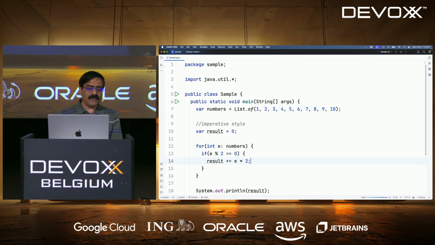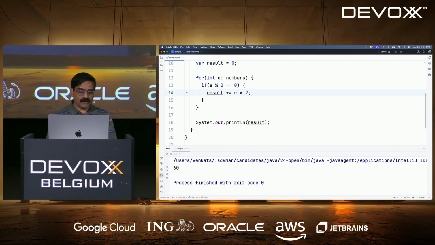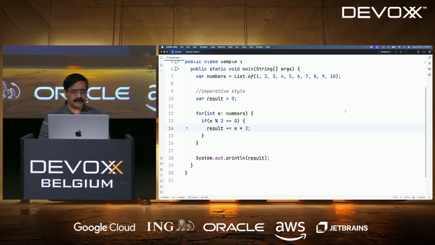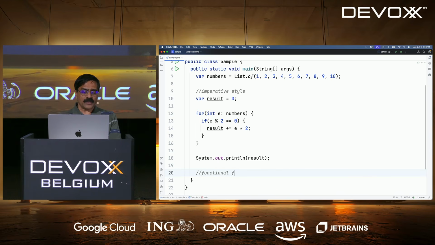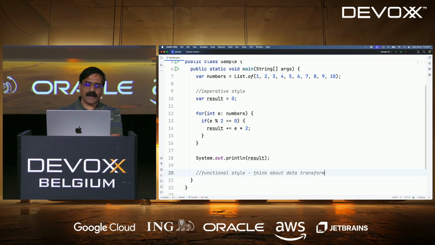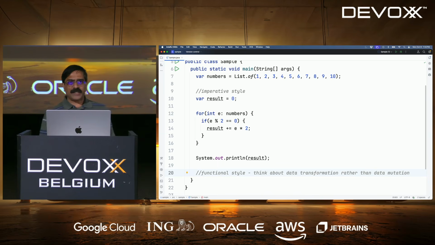So this we are all very familiar with as the imperative style of programming that we all have used over and over before. So this one here is essentially the imperative style, where we loop through and perform the total of double of all the even numbers. However, if we want to use the functional style, you could say how this would look like. So in the functional style of programming, we often think about a data transformation rather than, I would argue, data mutation. So essentially, you are thinking about this as a transformation of data.